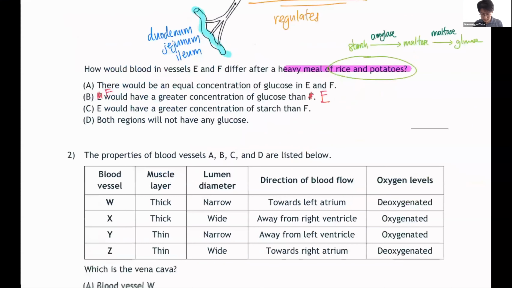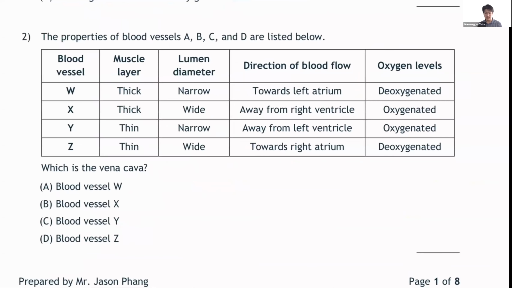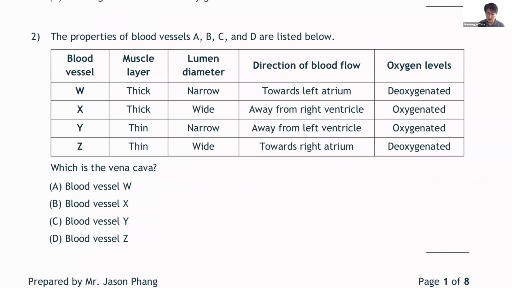Awesome, let's go along. So here we're looking at our blood vessels. They are supposed to be W, X, Y, and Z. Okay, it doesn't affect the question. Don't worry. Okay, so we have four blood vessels.